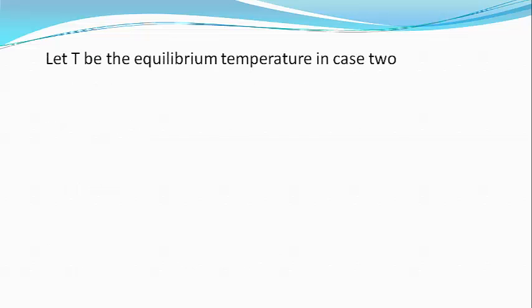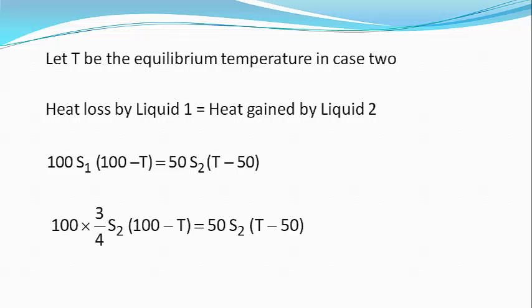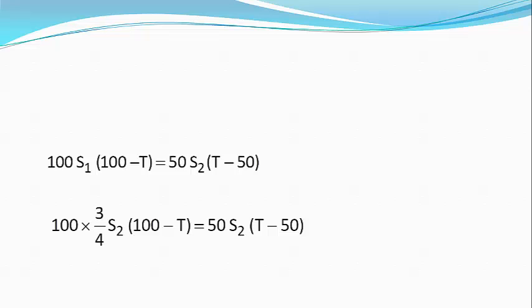Let capital T be the equilibrium temperature in the second case. Then, according to the principle of calorimetry, heat lost by liquid 1 equals heat gained by liquid 2. Therefore, 100 into S1 into (100 minus T) equals 50 into S2 into (T minus 50). Substituting the value of S1, we get 100 into 3 by 4 S2 into (100 minus T) equals 50 into S2 into (T minus 50), or 300 minus 3T equals 2T minus 100, or 5T equals 400, or T equals 80 degrees Celsius.